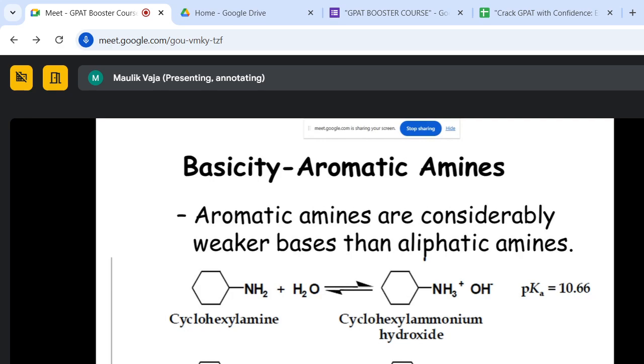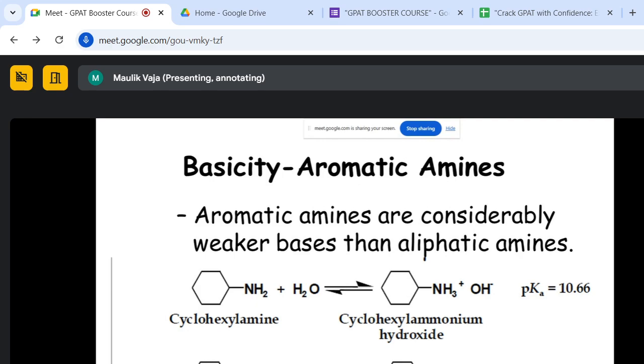NH2 is an electron donating group. So it donates its electron towards the aromatic ring. So it is less available for an incoming H plus ion.